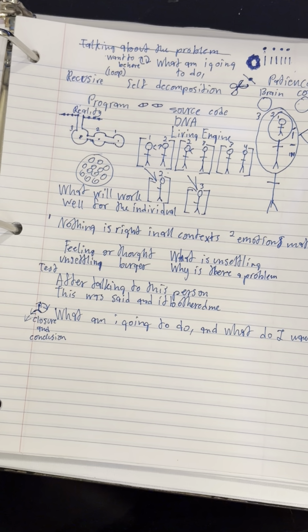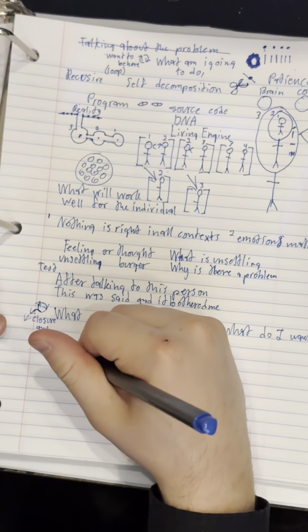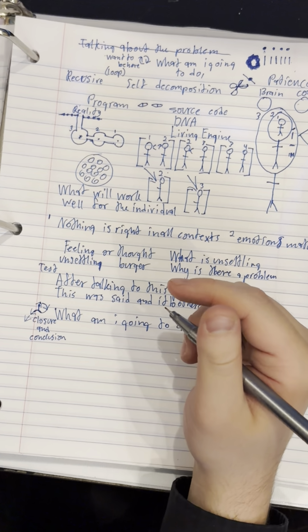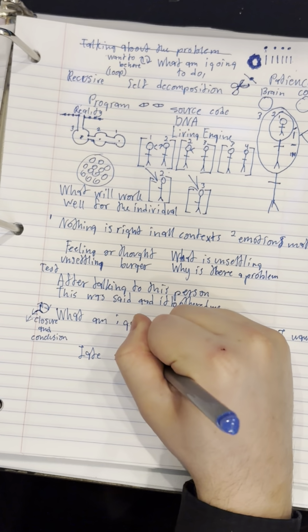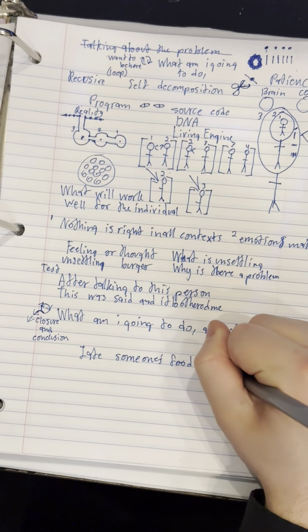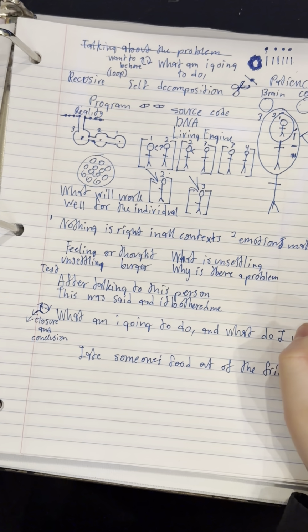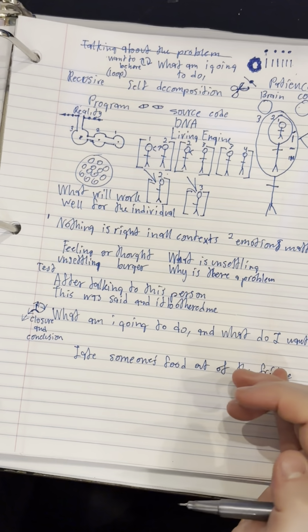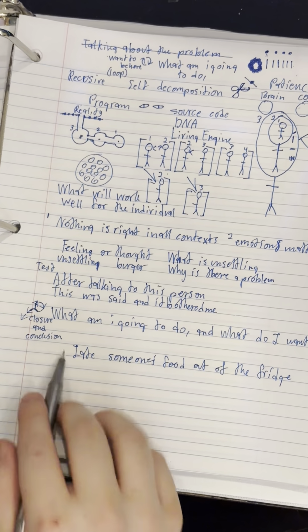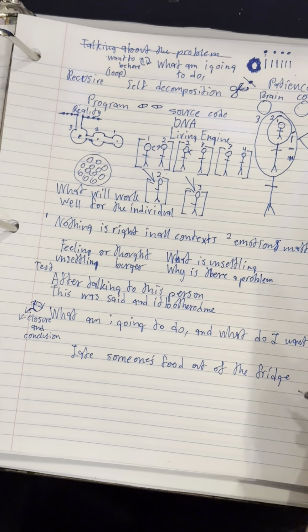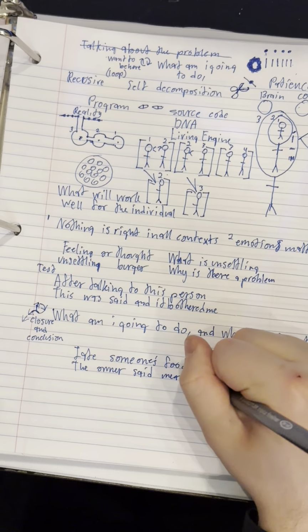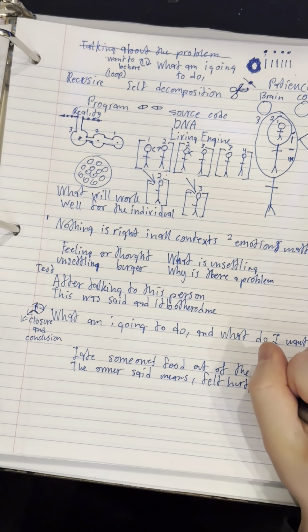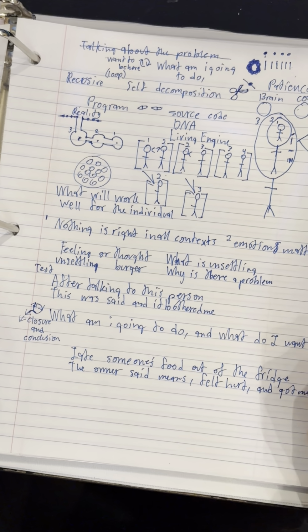Let's take a very common scenario that we all kind of go through and have to experience. Let's say you eat someone's food out of the fridge, right? I ate someone's food out of the fridge. Okay, we're going to take one where you're the reason for it, and then you're not the reason for it, and that's going to be on a different page, the second one. Okay, so I ate someone's food out of the fridge, right? The owner said mean things, felt hurt, and got mad for very reasonable choices.